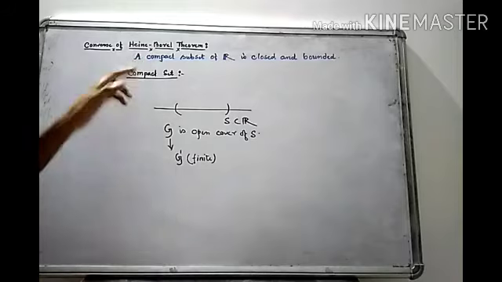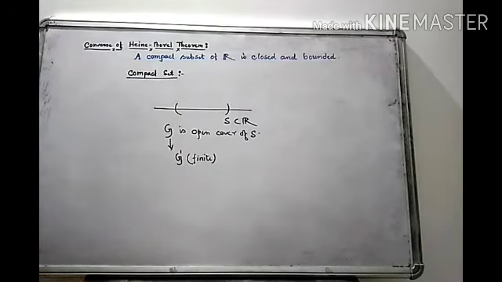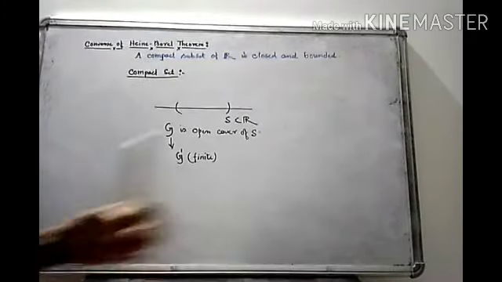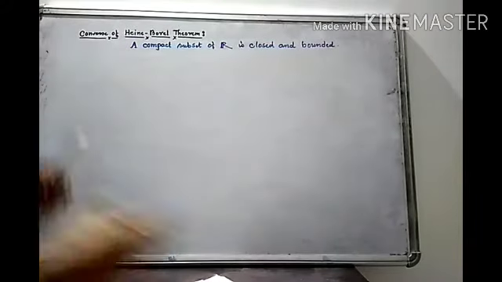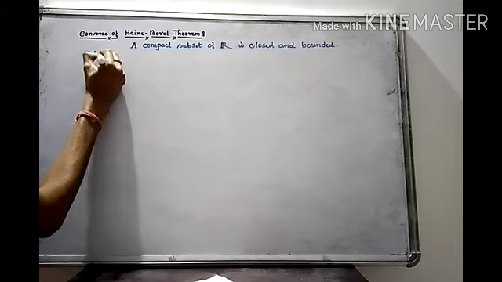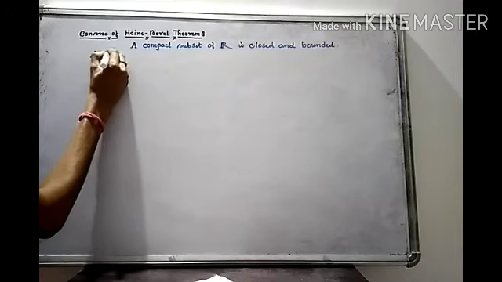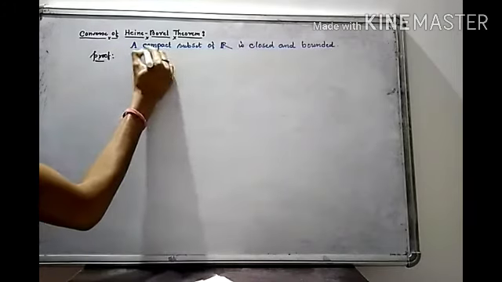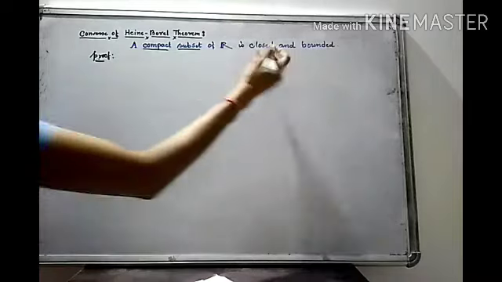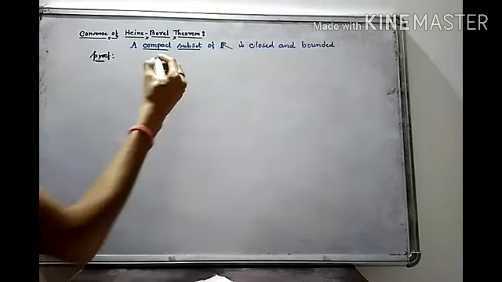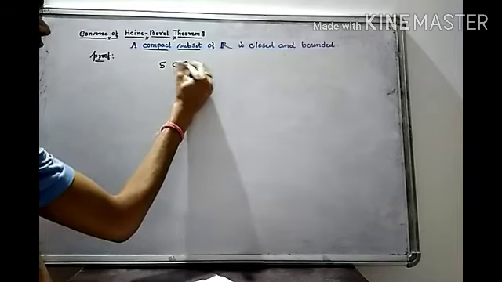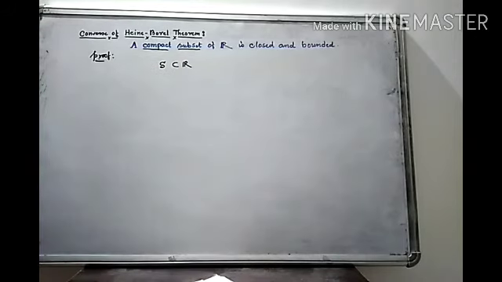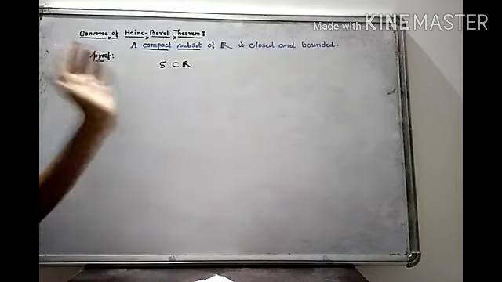Now come to the converse of the Heine-Borel theorem. So what is the statement here? The statement is, a compact subset of R is closed and bounded. That means if we take S, a subset of R, this set is your compact set. It is given. That means this set has a finite subcover.